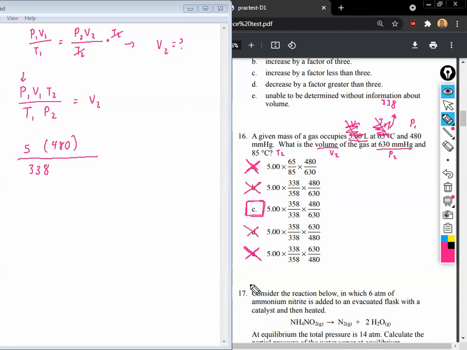Alrighty, any questions, guys? Okay, so I do want to go over one final question with y'all. It's going to be a gas stoichiometry problem, but I want to go over it so that you guys have a little bit of practice before we finish up for today. Okay, let's go to number 36. I'll leave this up here for a second, but we're going to be doing number 36.